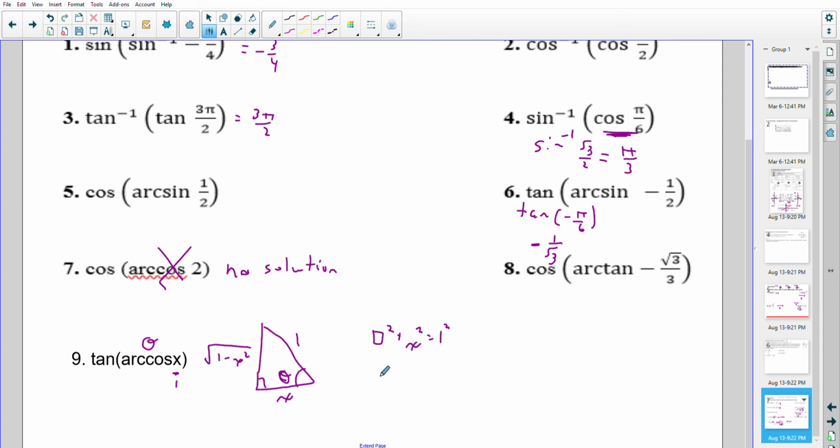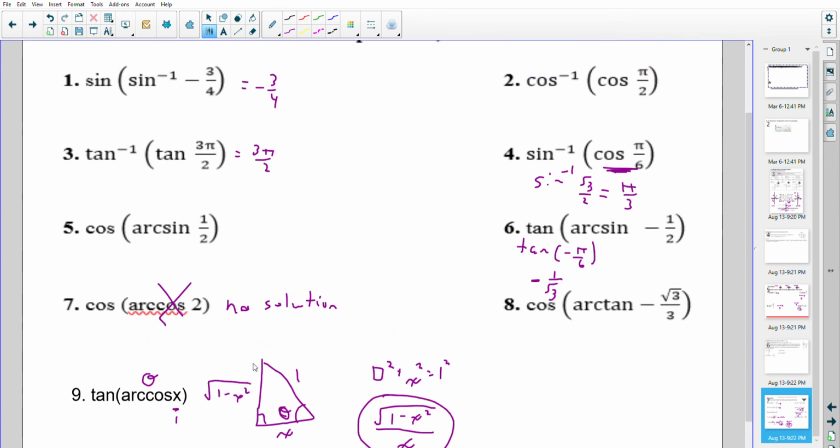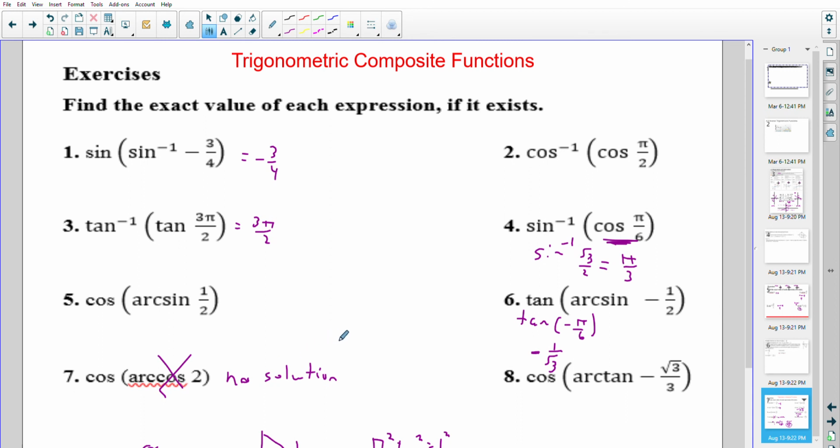So the tangent of the angle, which is this right here, is equal to the square root of 1 minus x squared, and it has to be positive because it's the length, all over x, and that's your answer. The trick here: draw a triangle, find the missing side, and then evaluate the trig function. So that's going to wrap up how to find a composite of trig functions.